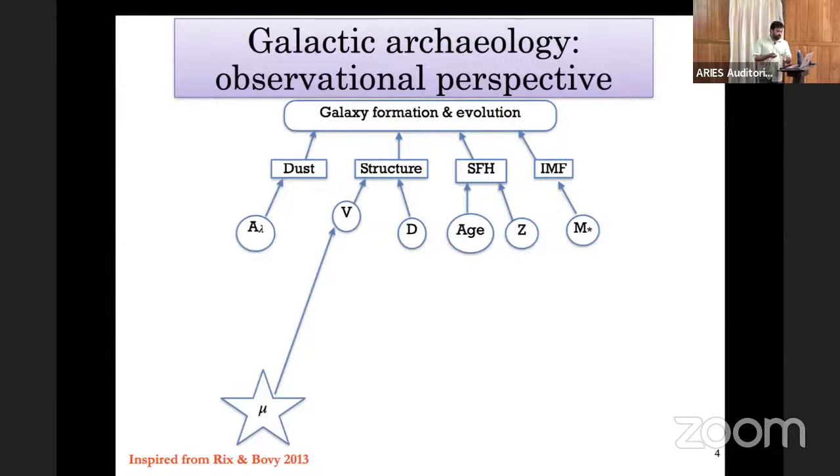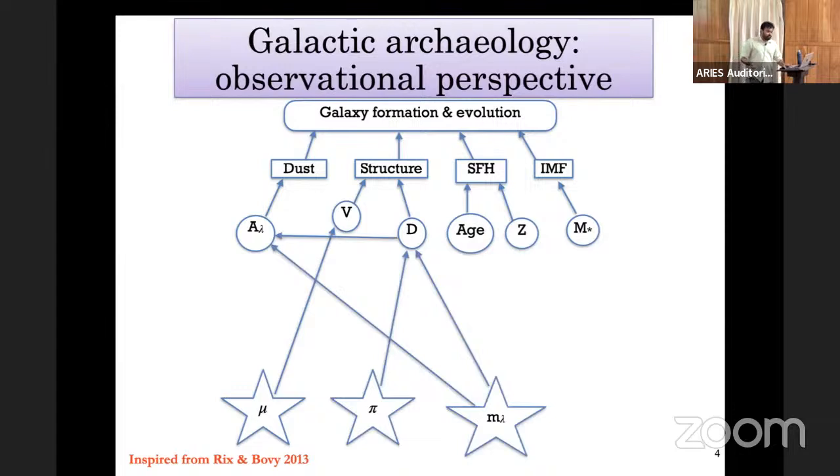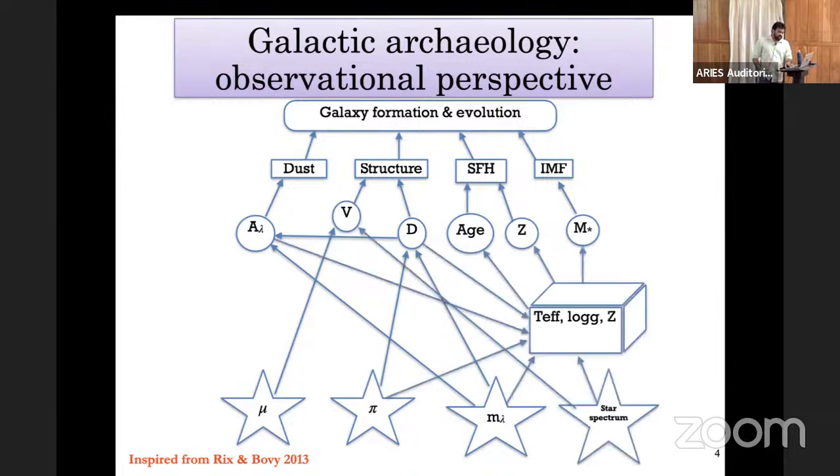And from an observational perspective, we need different kinds of surveys. For example, the astrometric surveys will give us the proper motion, which will indeed give us the velocity of the stars, while parallaxes as well as the apparent magnitude will give us an idea about the distances as well as the extinction in various wavelength regimes. And for getting the ages, masses and metallicities, we need to calculate them indirectly from the parameters of the stars, mainly surface temperature, surface gravity, as well as metallicity, which can be obtained from the star spectrum. So I'll be talking about the star spectrum.